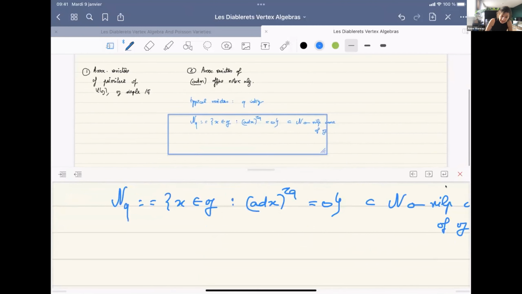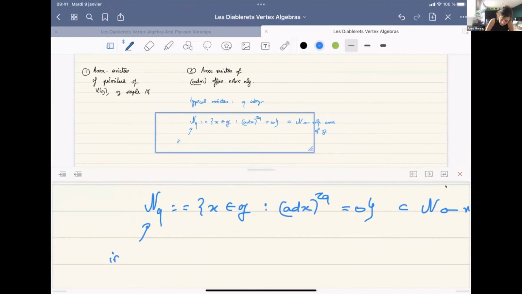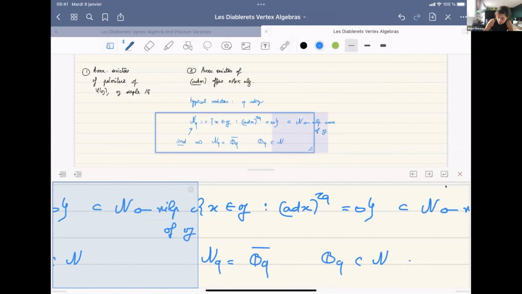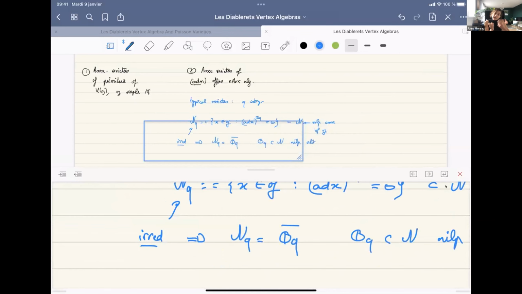And much less trivial is that N_Q is actually irreducible. So this is not clear at all from the definition, but it is true. And as a consequence, N_Q is just a closure of some nilpotent orbit that I like to denote by O_Q. So O_Q is a nilpotent orbit. Okay, so these are typical varieties we will see in this context.